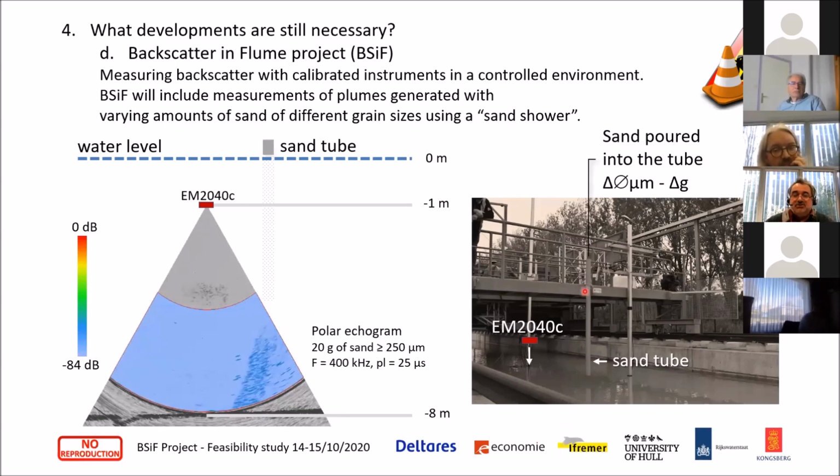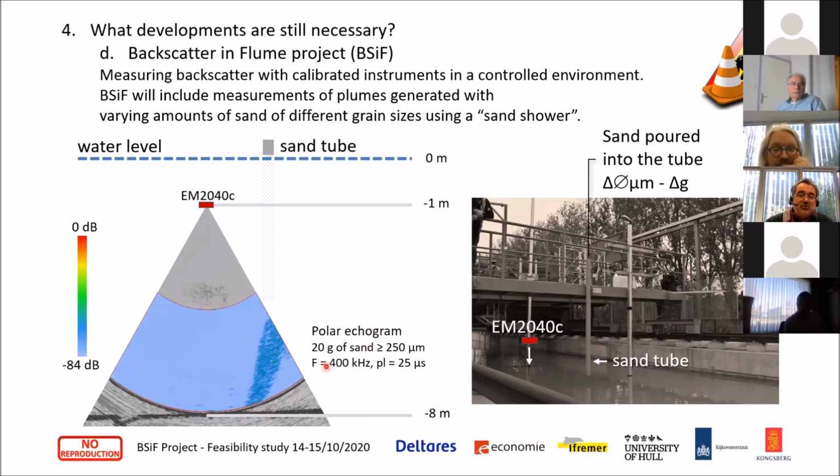Here, as part of the feasibility study, we use a quite artisanal system. You have a plastic tube, and we pour the sand into the plastic tube. The EM 2040 compact system was installed 1 meter below the water level. And you see that it can catch the plume here, a plume generated by 20 grams of sand with a diameter of around 250 micrometers.